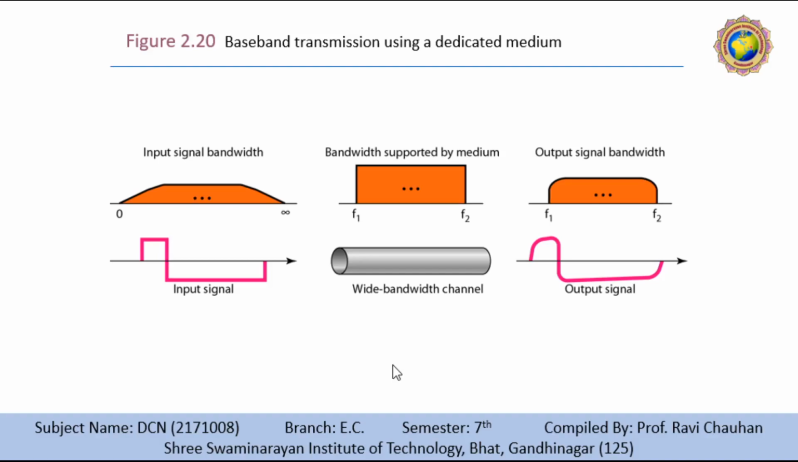Note that F1 is close to 0 and F2 is very high. So the shape of our received signal is nearly the same as our input signal.